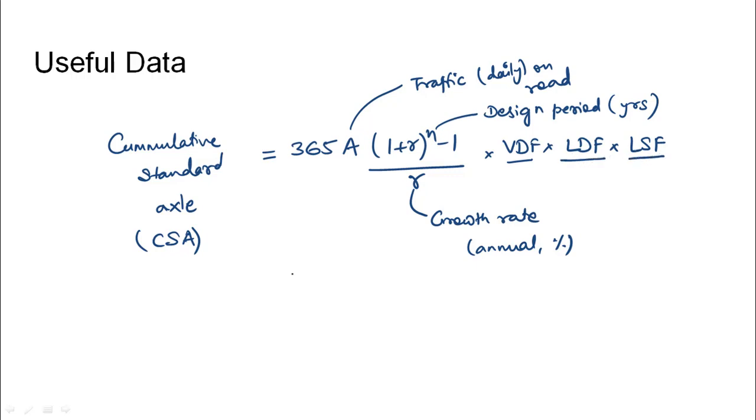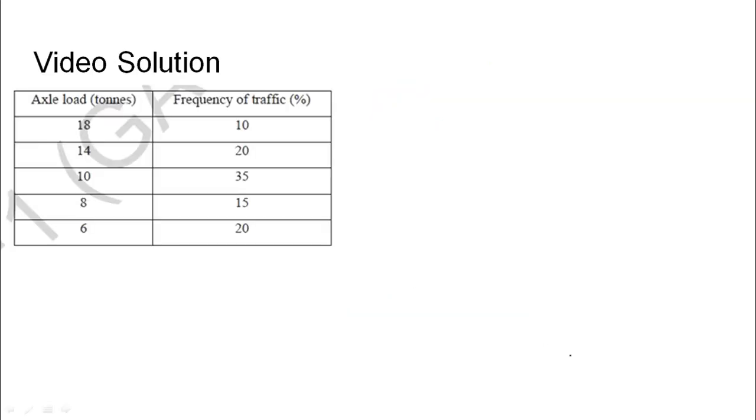is load safety factor. VDF is found using the equation summation of Fi into the load of each category divided by the standard load raised to the power 4. LS is taken as 8.2 tons as per IRC code. So in this case we have been given the load distribution in tons and the frequency of traffic. So we need to find the vehicle damage factor.